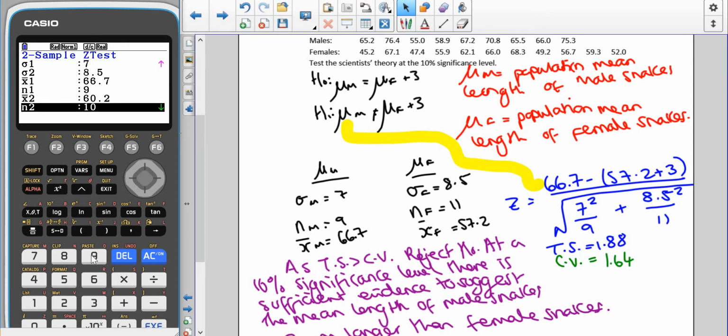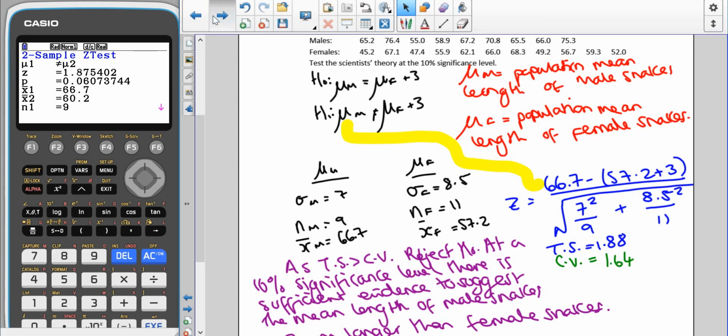But the standard deviation is going to stay the same, as the number of pieces of data stays the same, which was 11. And there we've got 1.88 rounded to 3 significant figures. And here our test statistic was 1.88 to 3 significant figures.